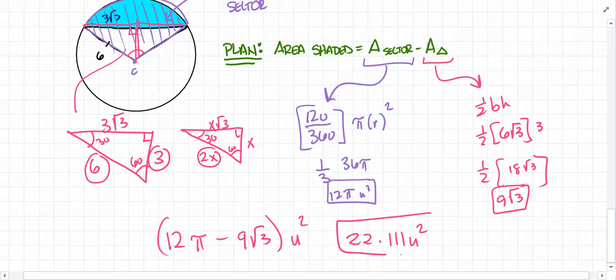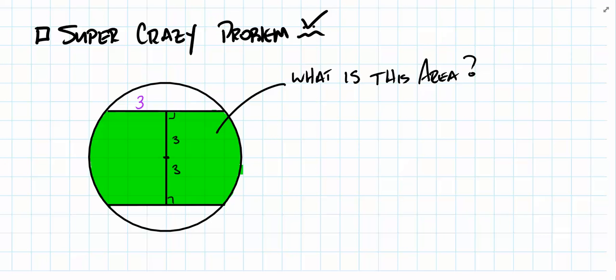Okay, this is a super crazy problem. Let's understand the setup, and let's talk about the plan here. We're asking you for the area of just that little part right there. Just a little part right there. Okay, just the green. Okay, so we need a plan for this.